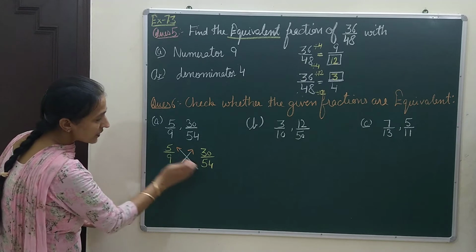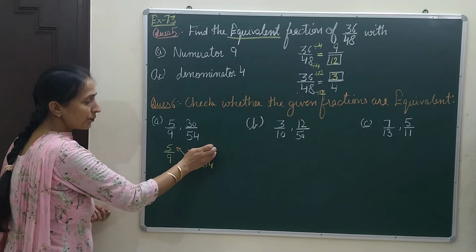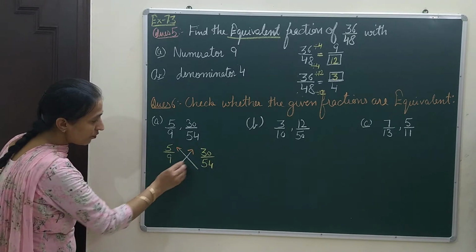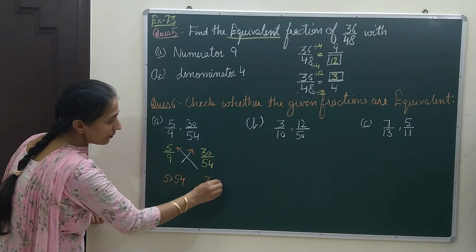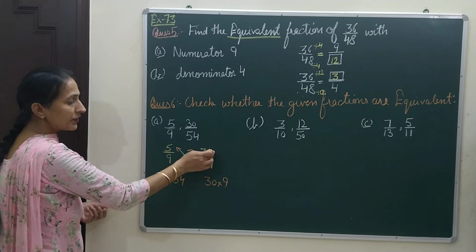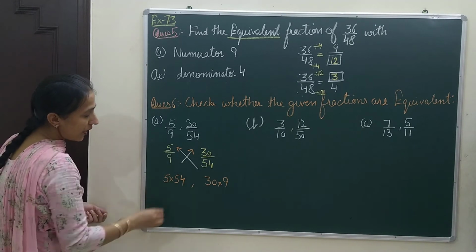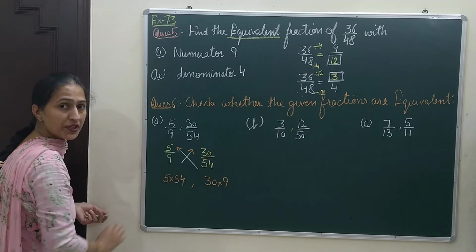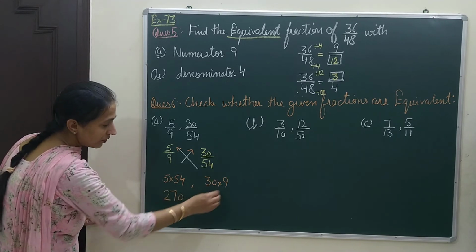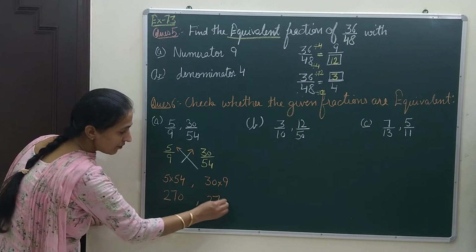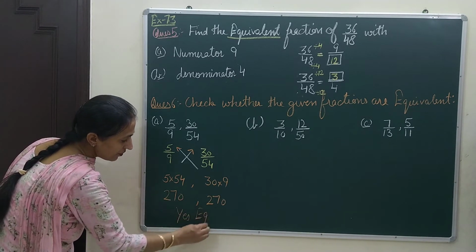Done. After that, this arrow means that 54 is going to be multiplied with 5 and 9 is going to be multiplied with 30. That means now these terms will be 5 multiply 54 and 30 multiply 9. 9 will be multiplied by this number and 54 will be multiplied by number on the upper side. Now I have to check whether these both the multiplications give same answer. If I multiply, I get 270. If on the other side I multiply, I get 270. If my answers are equal, I will write yes, these are equivalent fractions.